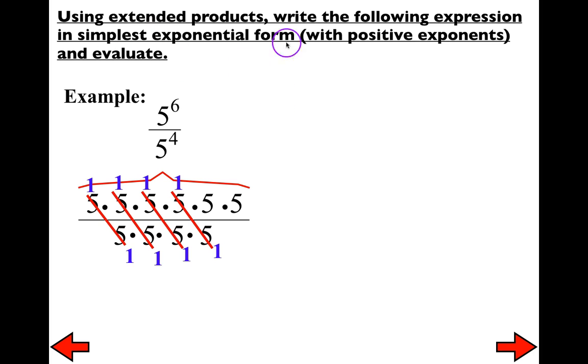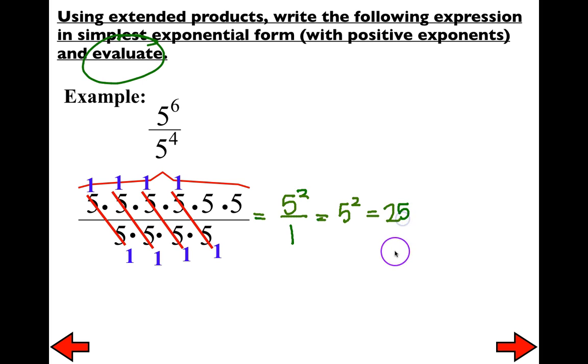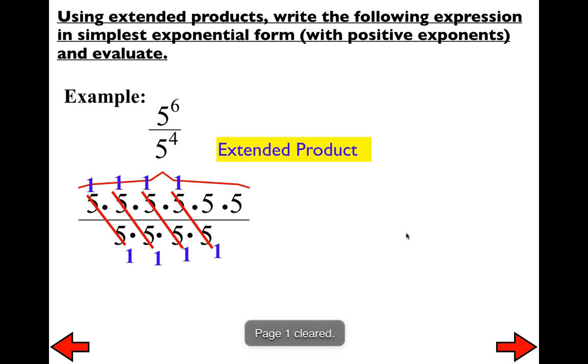So here, since we're asked to write it in simplest exponential form, I would say that this leaves me with 5 squared over 1, which is the same thing as just 5 squared. And the last part is, since they're asking me to evaluate, I would say 5 times 5 is 25. So that's all that they're asking us to do.